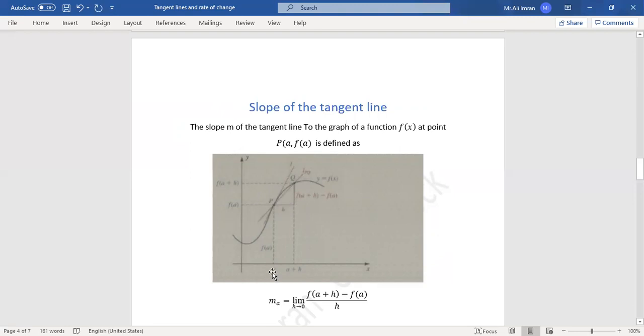This is the initial position of the point P at a. After time t it is at position a plus h, and the value of the function at this point is f of a plus h. When we take h very small, this secant line turns into the tangent line, and this is called the slope of the tangent line, which is denoted by m. The slope of the tangent line at point a is equal to the limit as h approaches 0 of f of a plus h minus f of a, divided by h.